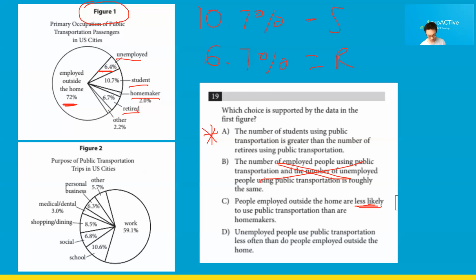So this choice is also wrong in that the people that are employed outside the home are 72%, and the homemakers are only 2%. So that also doesn't really match up. So answer choice C is wrong.